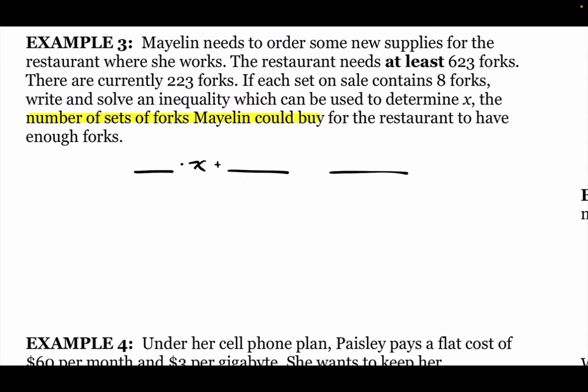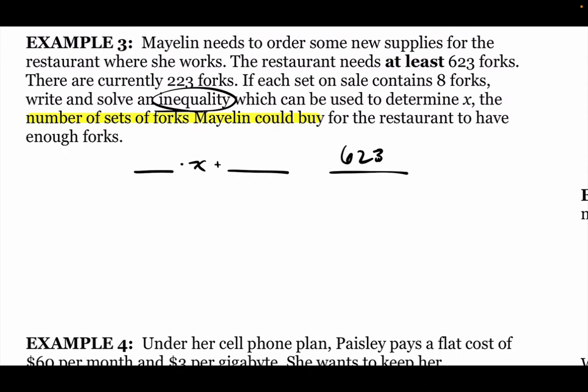So how do I know it's going to be one of the greater than, less than, greater than or equal to, less than or equal to? Because it says inequality, right? In there it says inequality, it doesn't say equation. So that one's off the board. Okay. We still have a total, though. What is the total going to be? 623, right? 623 is still the total that she needs.